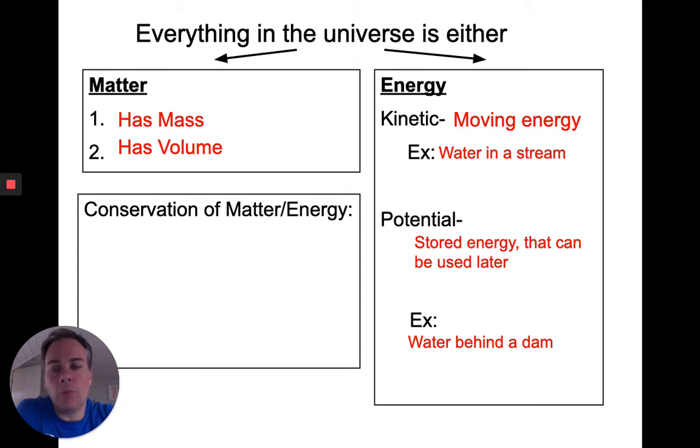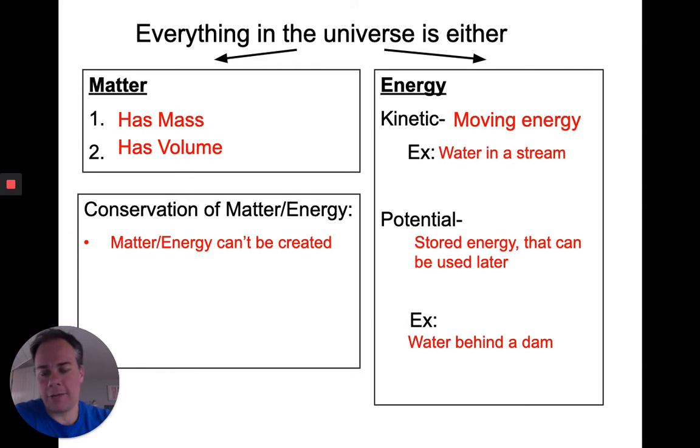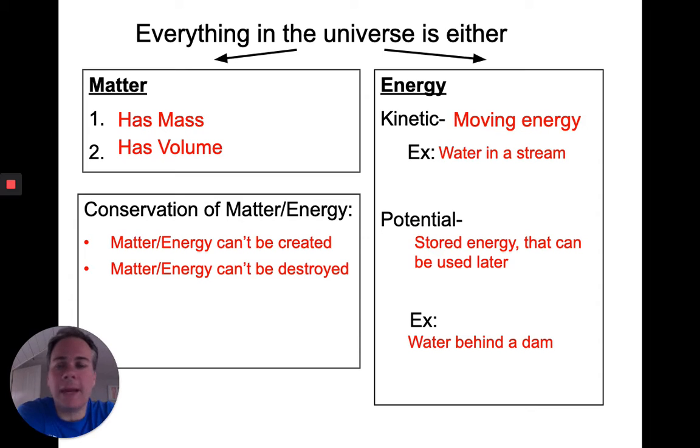So when we're talking about matter and energy, there is a law called the law of conservation of matter and energy. We talked about this a little bit in terms of matter, but it also applies to energy. It says that matter and energy cannot be created. We can't just create energy out of nothing. We cannot create matter out of nothing. We also can't destroy matter. We can't destroy energy. Well, then what can we do? Well, we can transform matter and energy from one form to another.